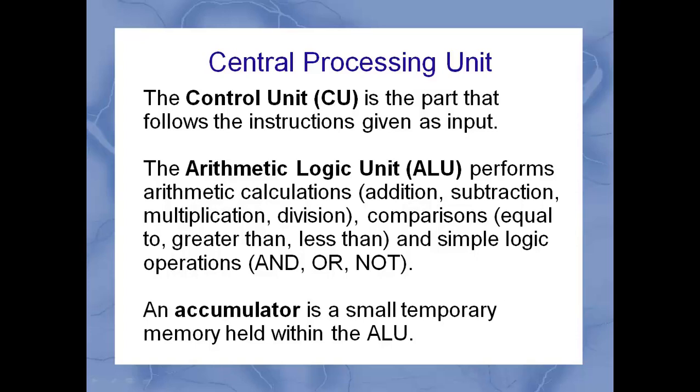The control unit is the part of the CPU that follows the instructions given as input. So it takes the program and runs it line by line, step by step, doing what it's supposed to do. The arithmetic logic unit is actually going to be the part that performs any of the math operations. So whenever the control unit says that I need to add something, compare something, or do some sort of comparison with and, or, and not, it sends that information to the ALU, which performs the actual calculation. There's also a small amount of memory held within the ALU to help make those calculations run a little bit faster. This is called the accumulator.